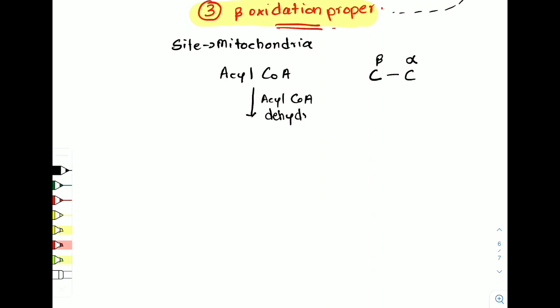So at first, a dehydrogenase enzyme acts on the acyl-CoA. Since it acts on acyl-CoA, it is known as acyl-CoA dehydrogenase. This leads to a formation of a double bond between the alpha and beta carbon. Hence, the compound formed is known as enoyl-CoA.